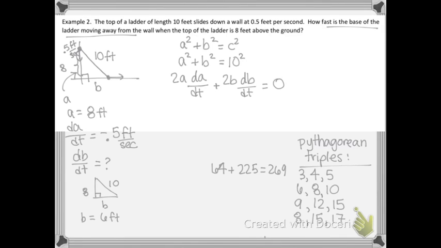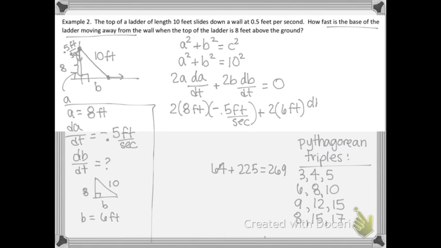So now that we have all this information, let's plug in. 2 times 8 feet, and I told you the units don't matter on that 10 because when we differentiate the right-hand side, we just got that 0 anyway. So let's multiply here. Negative 0.5 times 8 is negative 4, times 2. So we get negative 8 feet squared per second.